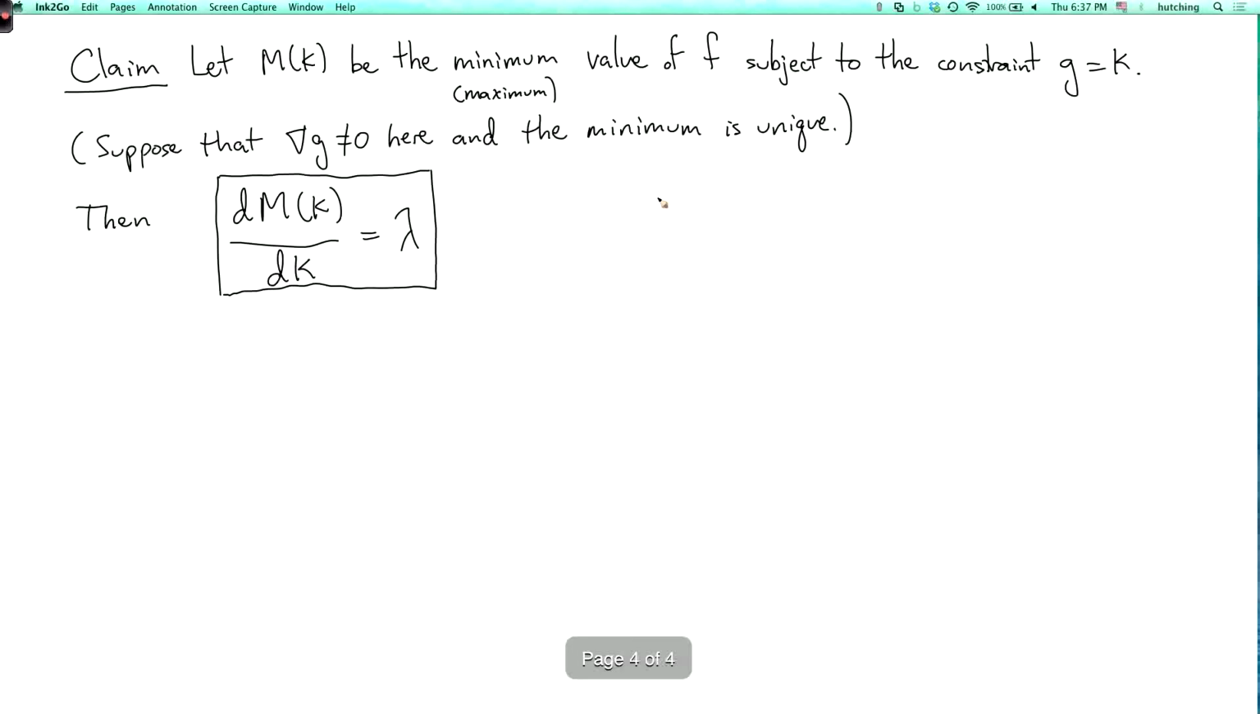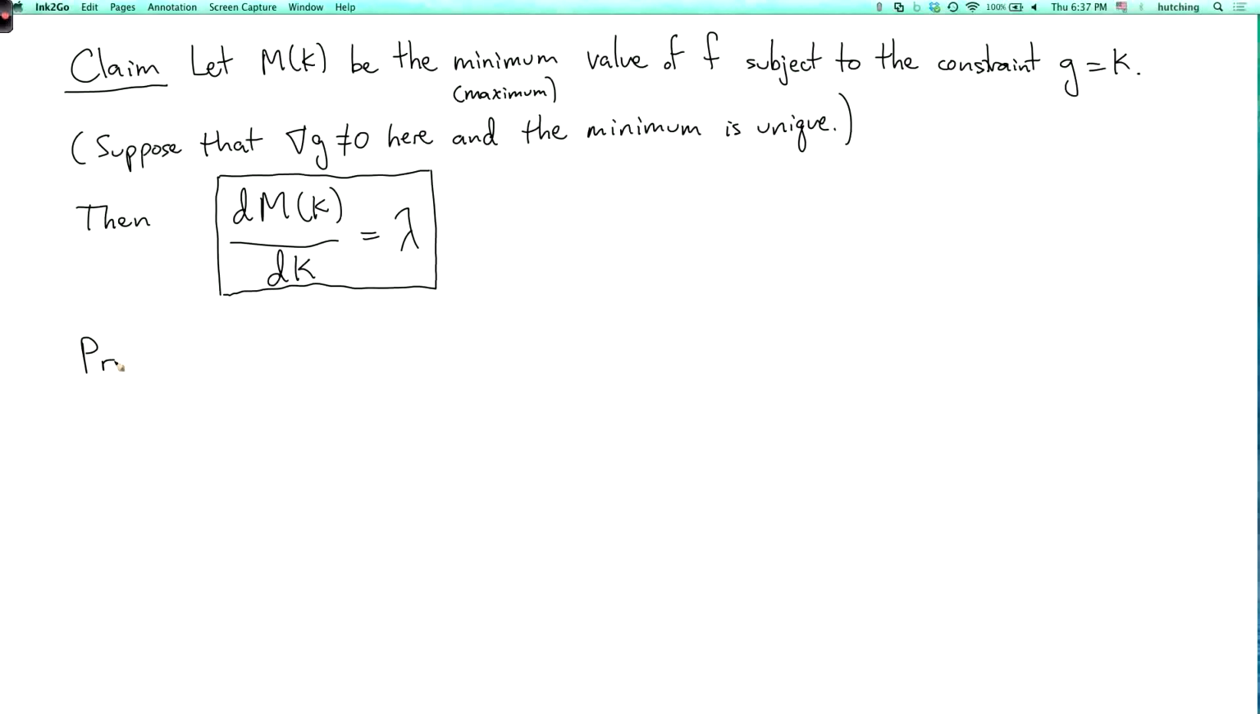So the general statement is let m of k, this is a real number, denote the minimum value of some function f subject to a constraint g equals k. This could be in any number of variables. Okay, so this works just as well for minimum or maximum, but let's stick with minimum for definiteness. So m of k is the smallest possible value of f when g is equal to k. And there's a little technical caveat, which was we have to assume that the gradient of g is not 0 at this point, so that Lagrange multipliers work, and also that this minimum is unique. There's only one point where f takes its minimum. Then, as we vary k, as we vary the constraint, the derivative of the minimum value m is exactly equal to the Lagrange multiplier.